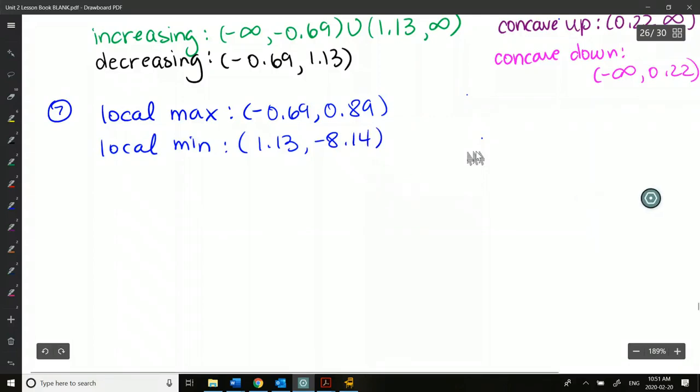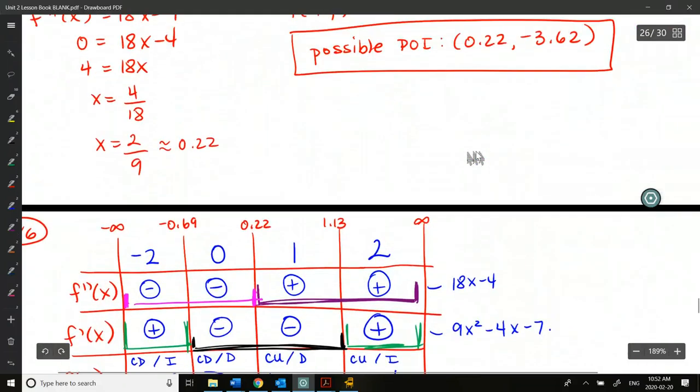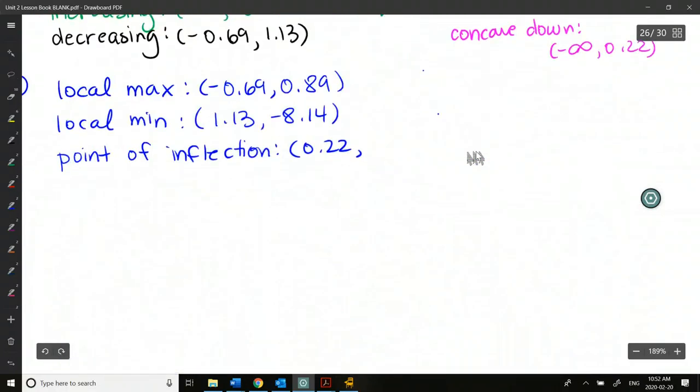So I mean, you can imagine these questions, I can basically test just about everything that we've done so far, right? So this is a very good culminating question. And we have a point of inflection at that 0.22, and what was the y coordinate? Negative 3.62.